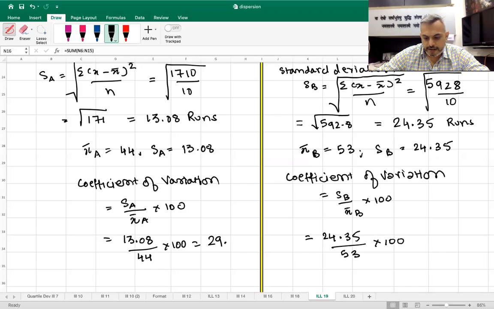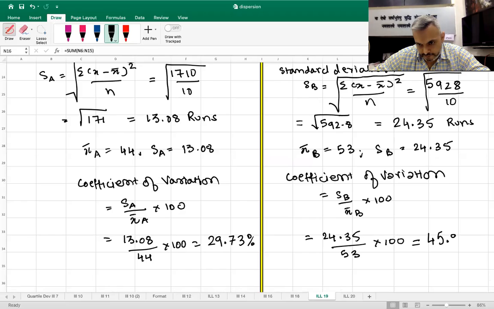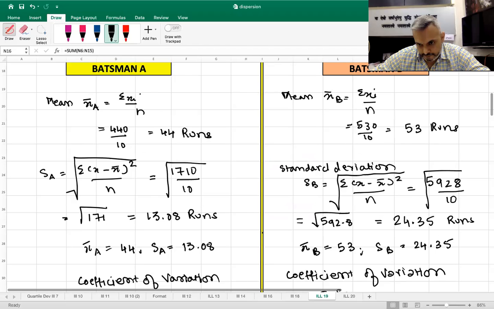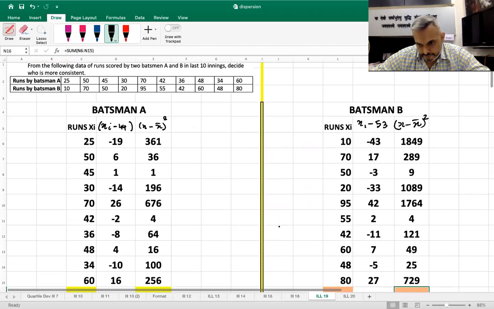So 29.73%. And over here, 45.94%. So we have got the coefficient of variation of both. Now we have to answer the question: who is more consistent?